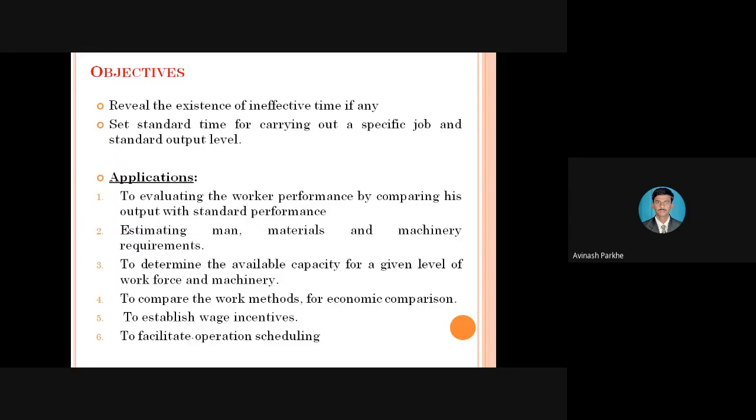Then objectives. So here the first objective is to reveal the existence of any ineffective time. If any ineffective time is present in that particular standard time, for the elimination of that ineffective time we have to implement the concept of work measurement. For example, if I have to do one job on a lathe machine, and as per the standard we have calculated that the job can be completed in 2 hours by considering all the types of allowances.